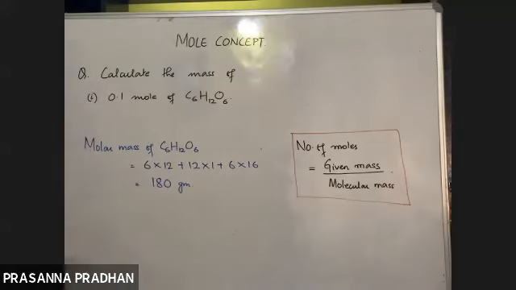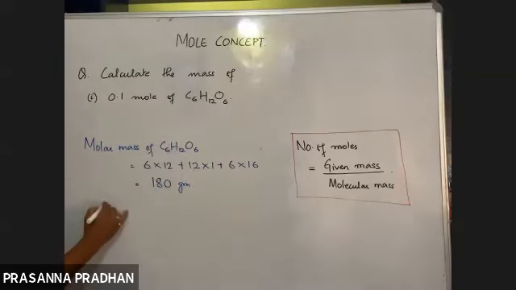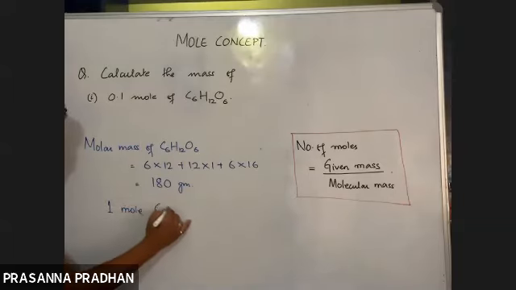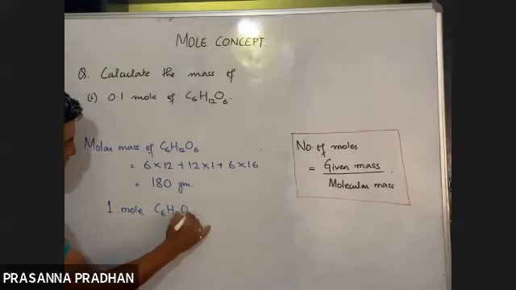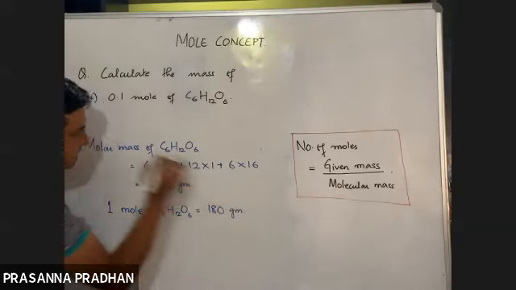So remember, if I express the molar mass in terms of mass, this will be known as gram molecular mass. Now the molar mass of glucose is 180, means 180 gram of glucose is equal to 1 mole. So I can write down 1 mole of glucose. 1 mole of glucose is equivalent to how many gram? It is equal to its molar mass, 180 gram.